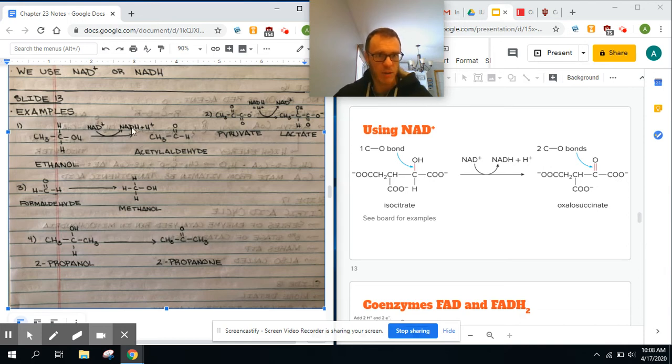Here are more, NAD plus, we're oxidizing this. Remember ethanol, we talked a lot about this when we start oxidizing alcohols, is the primary alcohol. We get an aldehyde. So we oxidize it. This is our oxidizing agent. Boom. That means this gets reduced.